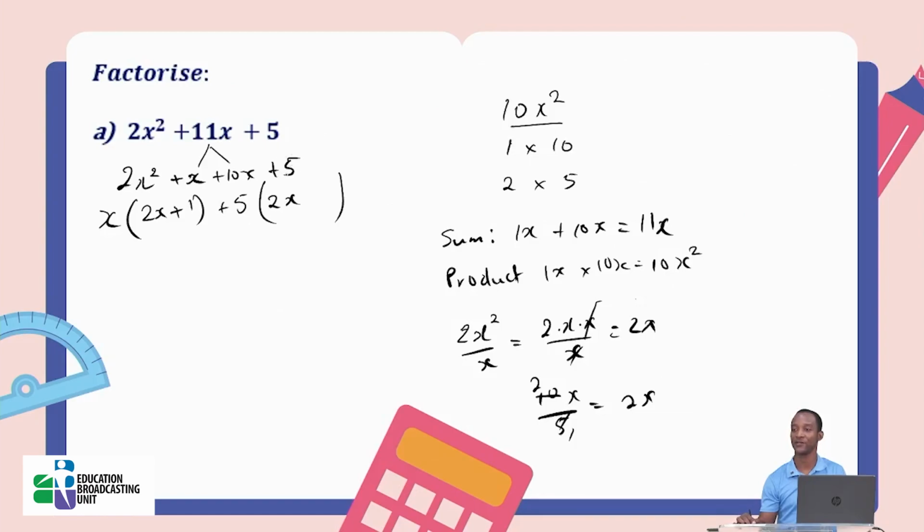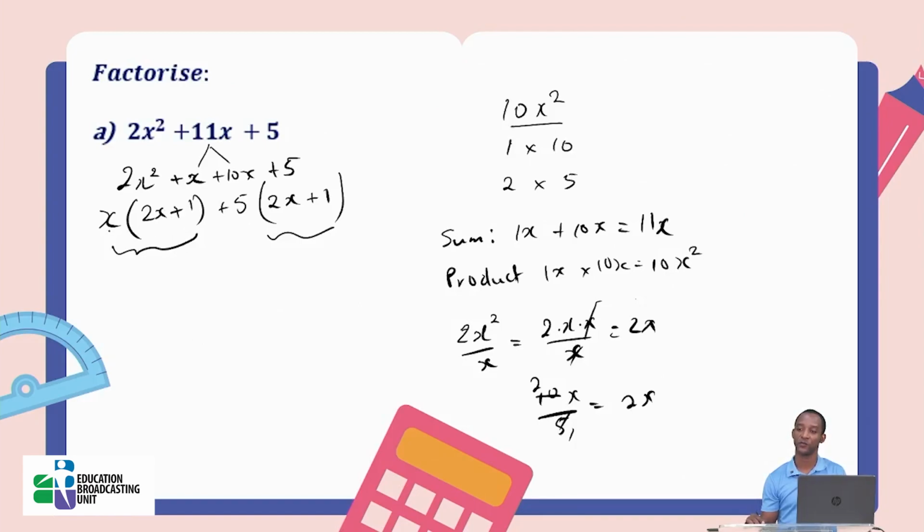Now we're going to divide the last term by the factor 5 as well. Now 5 divided by 5 is 1. Notice that in this line, we have two terms. We can consider this to be one term, and we can consider this to be another term. What is the highest common factor?